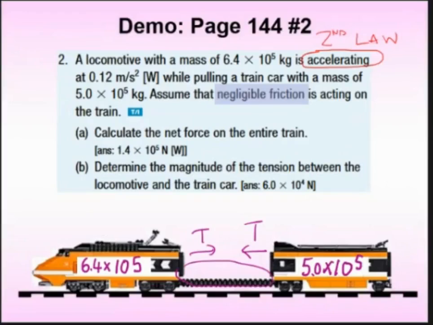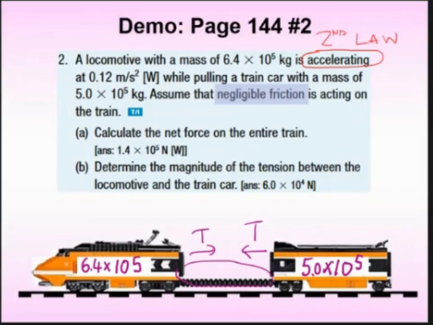Great. Okay. While pulling a train or an actual train car, a freight car, with a mass of 5 times 10 to the 5. Assume what? Fine. Okay, again, we're starting things up. We'll do friction problems by the end of the day. Question A. What's the net force on the entire train?